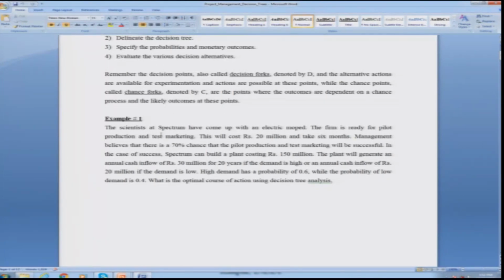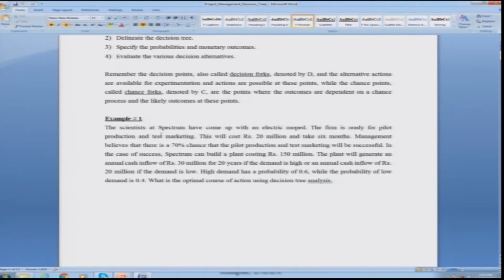In the case of success, Spectrum can build a plant costing about 150 million rupees. The plant will generate an annual cash flow of 30 million for 20 years. That means for a 20-year period you expect that. If the demand is high, on an annual basis, a cash flow of 20 million when the demand is low. So, there are 2 such occurrences.